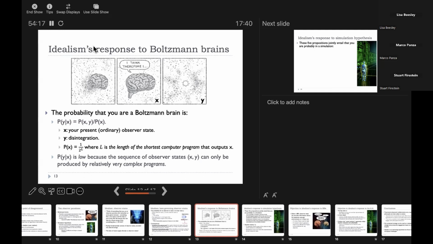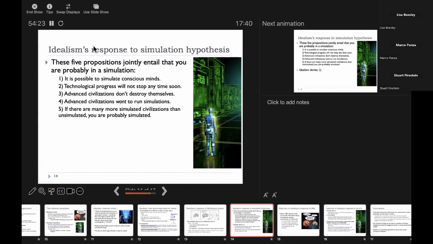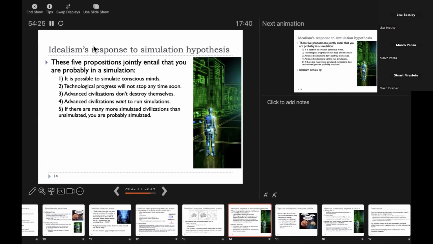All right, I'm very close to 45, so do I skip simulation? Probably, right? Yeah. Okay, those are the 5 propositions you need to get to the conclusion that you're probably in a simulation.